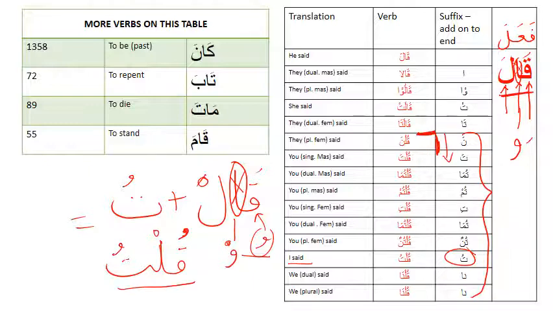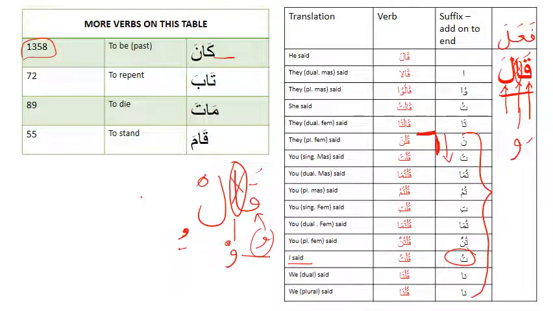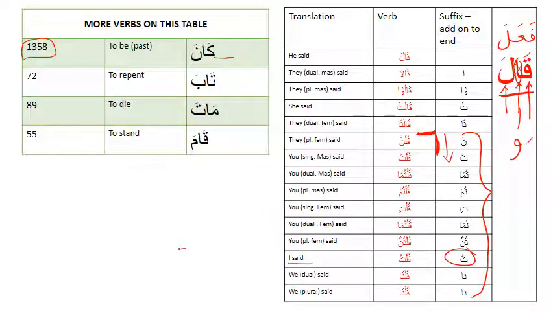Okay. Yeah. And same thing for kana. Kana occurs many times in the Quran, 1,358 times. So we should probably do the table for that, which is very important. Kana means to be, but in the past tense. Okay. And we'll have a separate lesson on kana by itself.